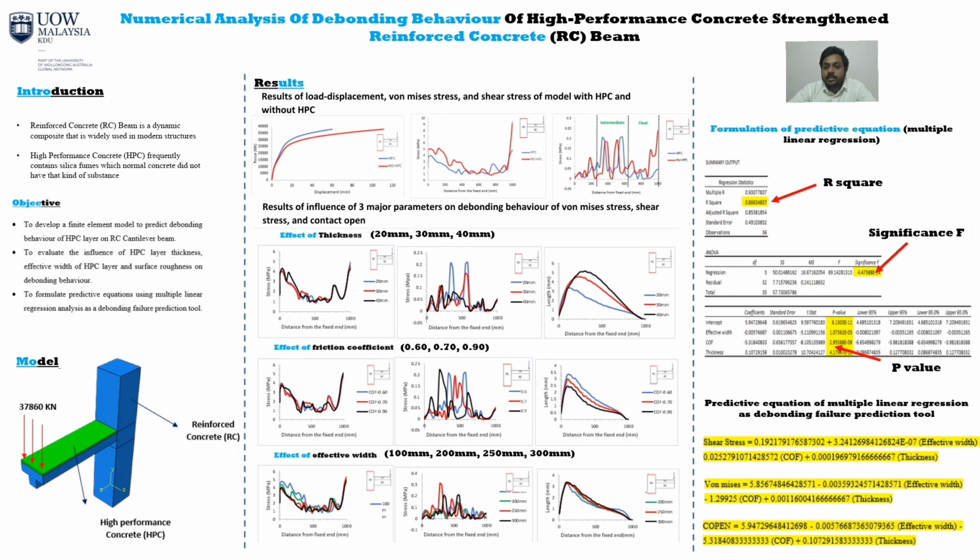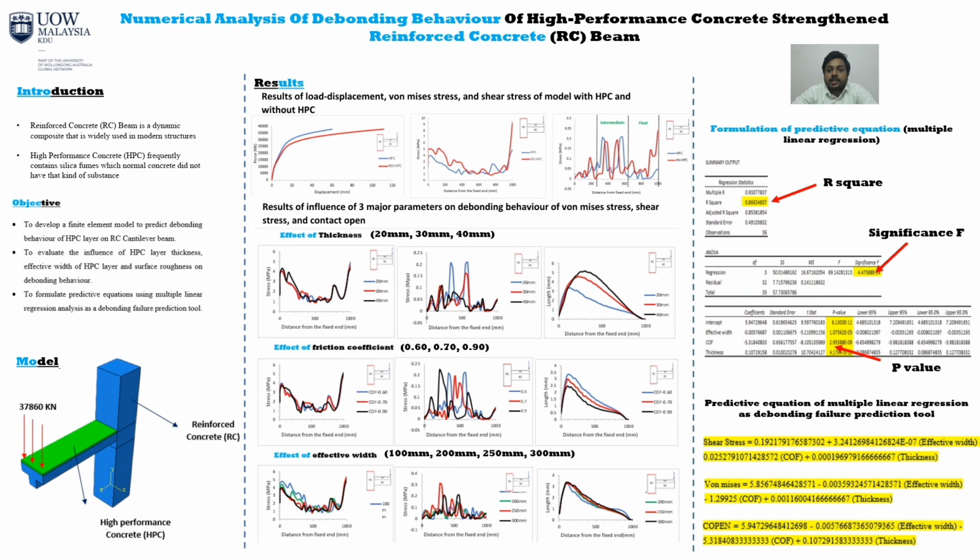As you can see, this is the model of high performance concrete strengthened reinforced concrete. The blue color structure is reinforced concrete and the green color layer is high performance concrete, which was assembled using Abaqus software. So a total of 37,860 kN force was applied on the top of the HPC layer. After the simulation was done, the results were produced.